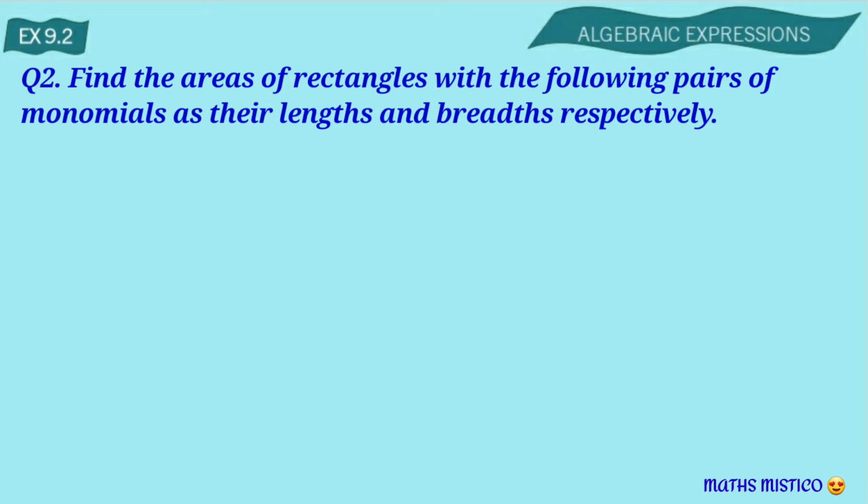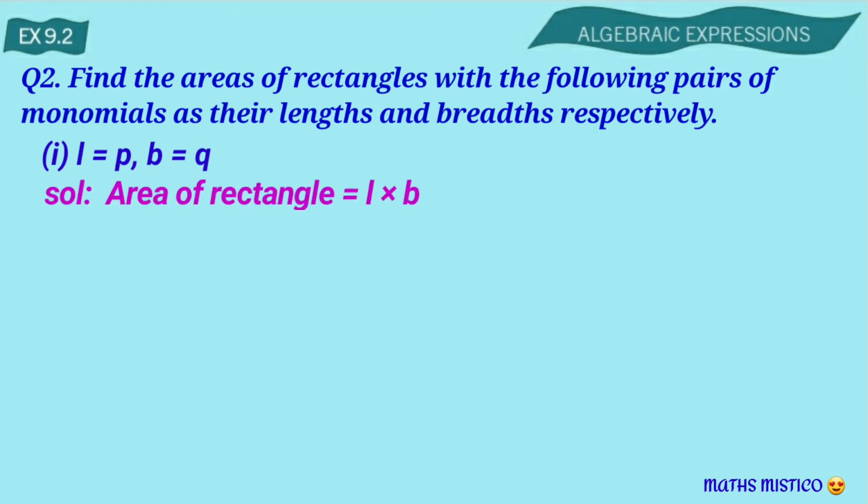So let's start the first part. Here L is equal to P and B is equal to Q. So area of rectangle is L into B. Putting the values of L and B, we get P into Q. As there is only one variable of each type, so we will simply write it as PQ. Remember that while writing the last step, you always have to follow alphabetical order. Like here, Q is written after P.